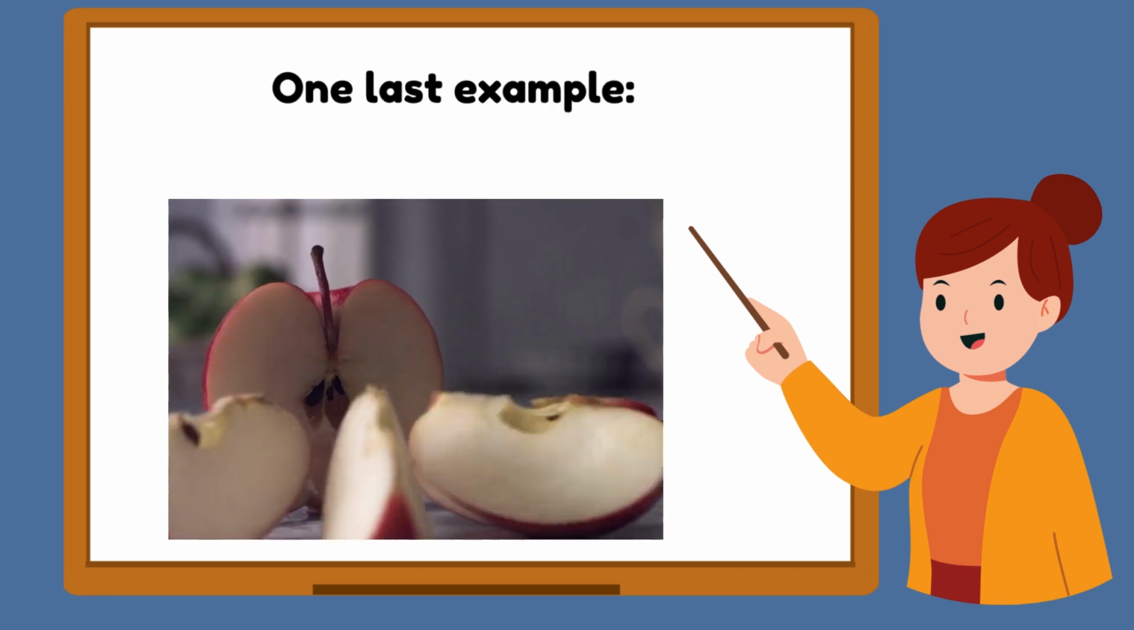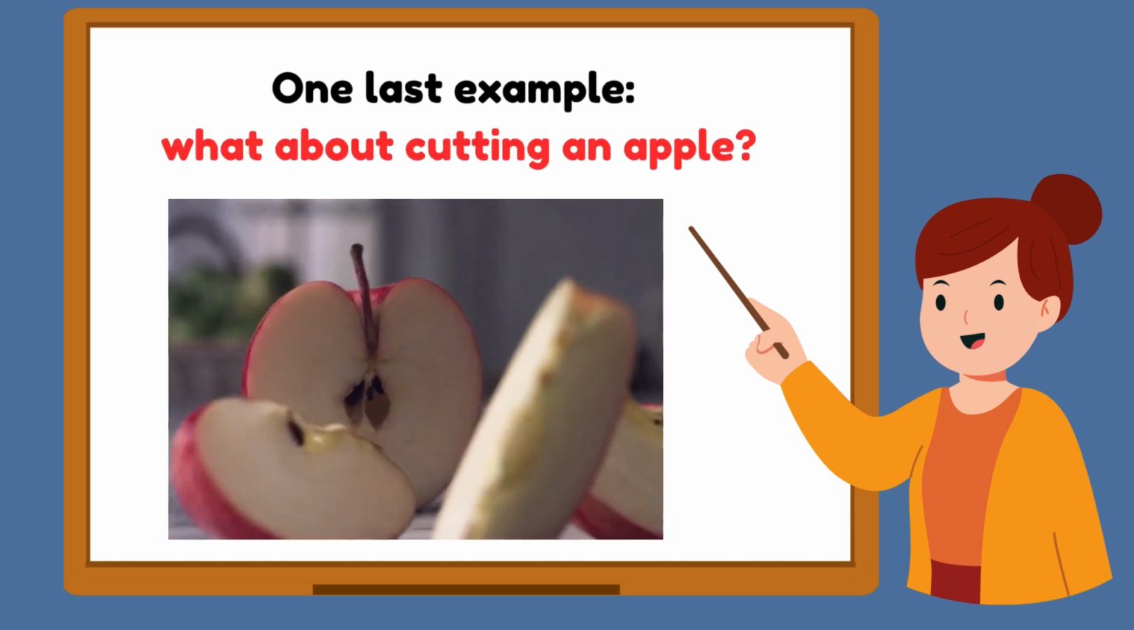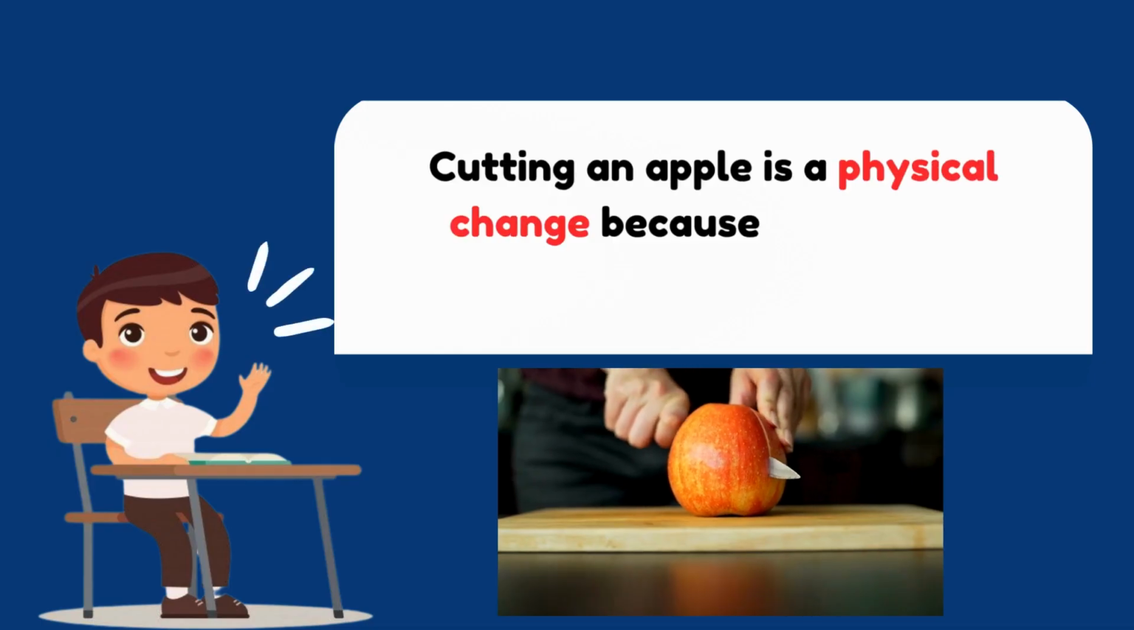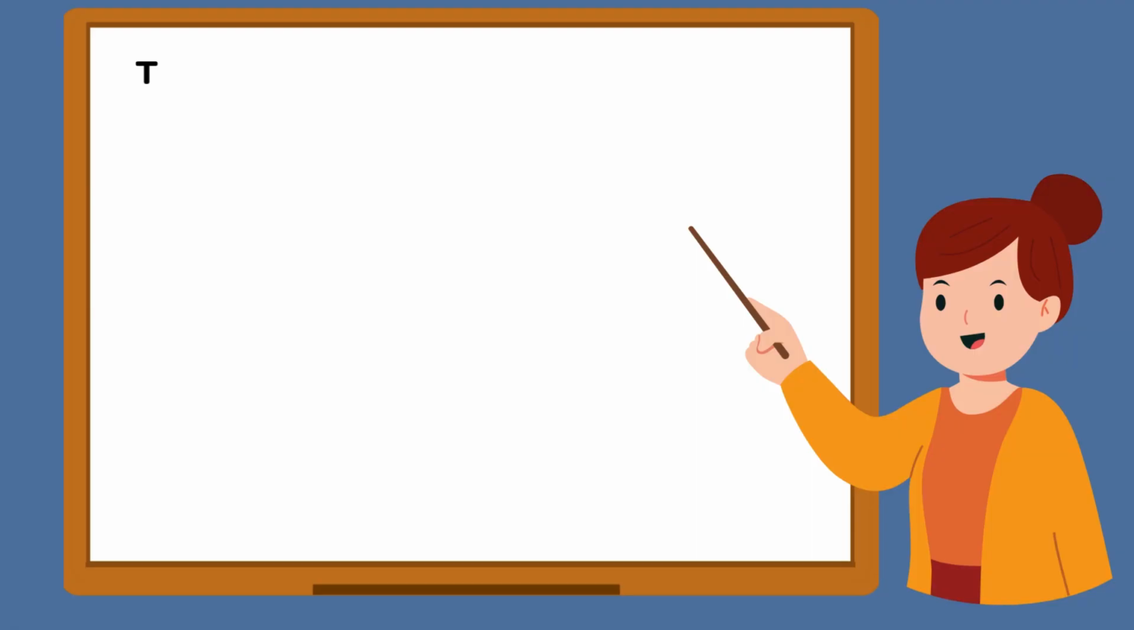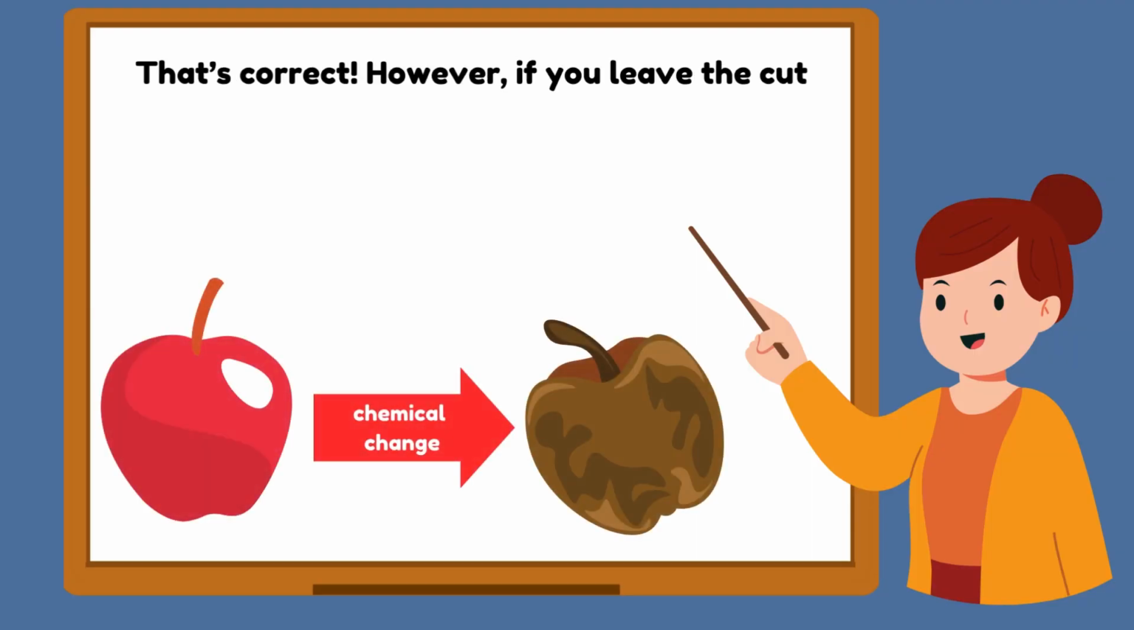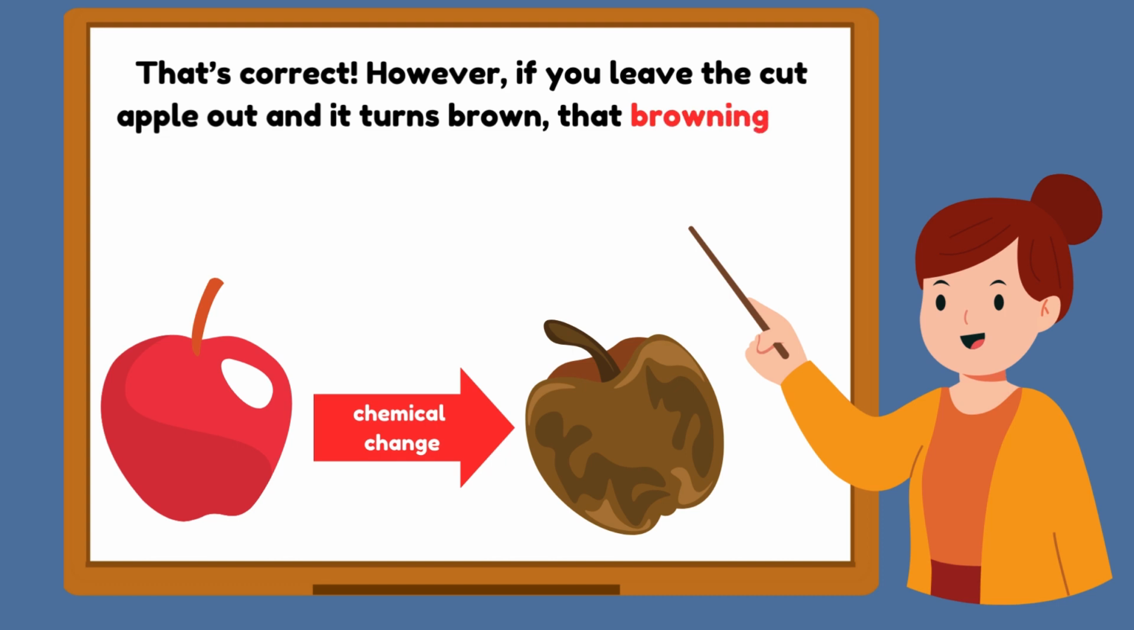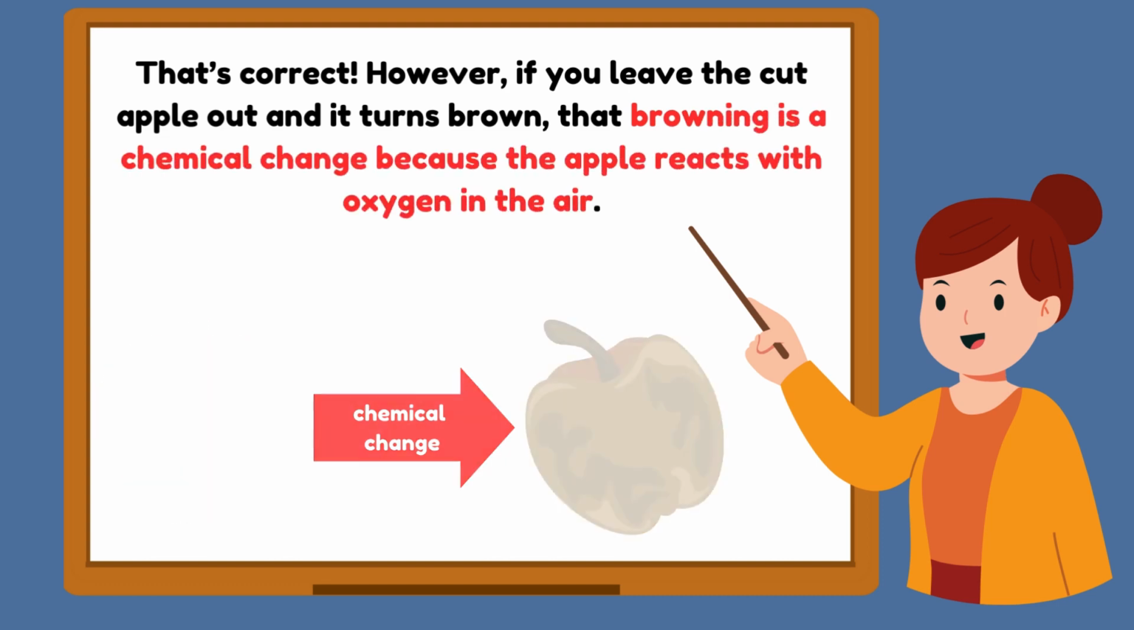One last example. What about cutting an apple? Cutting an apple is a physical change because you are just changing its shape. That's correct. However, if you leave the cut apple out and it turns brown, that browning is a chemical change because the apple reacts with oxygen in the air.